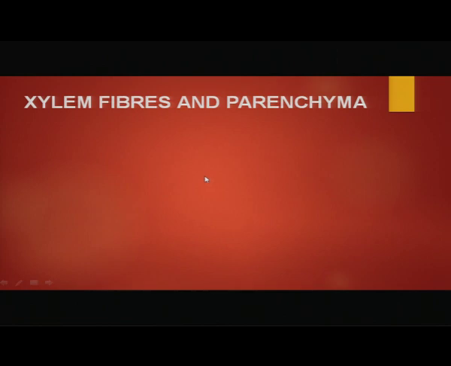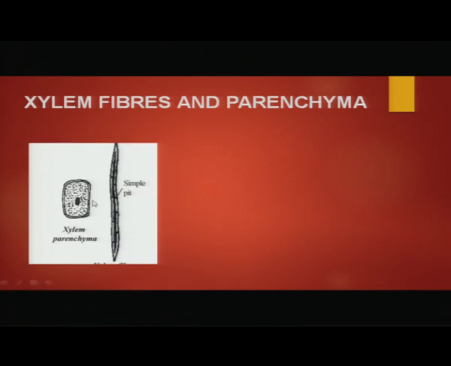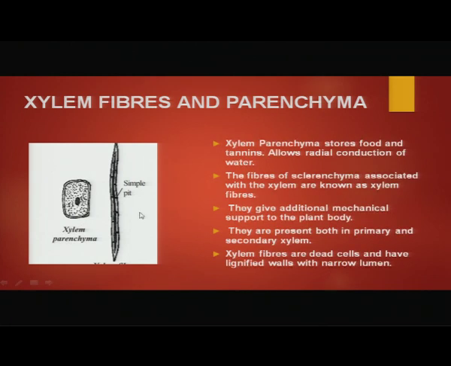The other two elements of the xylem are xylem fibers and xylem parenchyma. This is a picture of xylem parenchyma and a xylem fiber. Xylem parenchyma stores food and tannins, and it also allows radial conduction of water. The fibers of sclerenchyma associated with xylem are known as xylem fibers. They give additional mechanical support to the plant body. They are present both in primary and secondary xylem, and xylem fibers are dead cells and have lignified walls with narrow lumen.